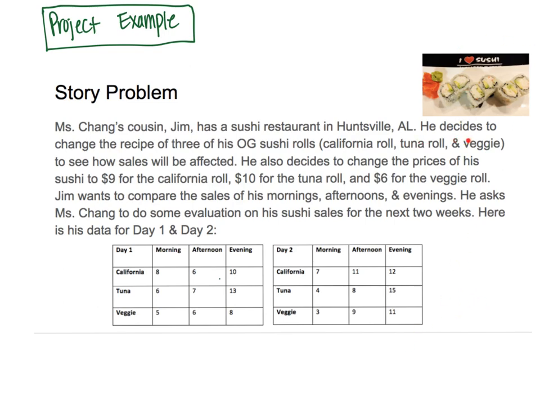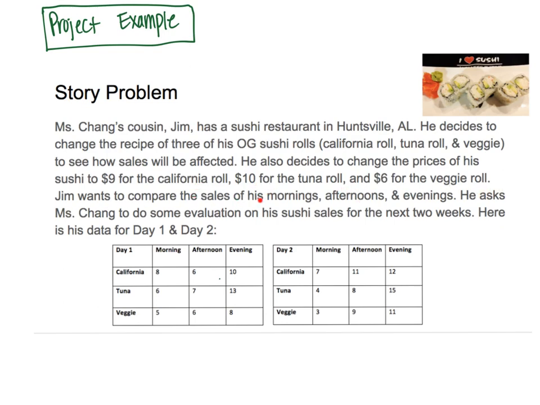The story says he decides to change the recipe of 3 of his OG, or original, sushi rolls, California roll, tuna roll, and veggie roll, to see how the prices will be affected. Basically he's changing the recipe of his 3 popular sushi rolls, and he wants to see what the sales are going to turn out to be. And he decides to change the prices of the sushi to $9 for the California roll, $10 for the tuna roll, and $6 for the veggie roll.